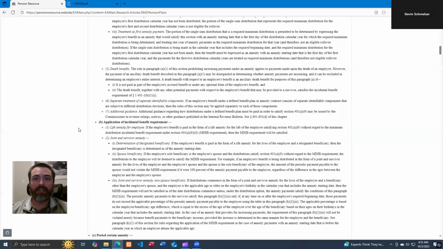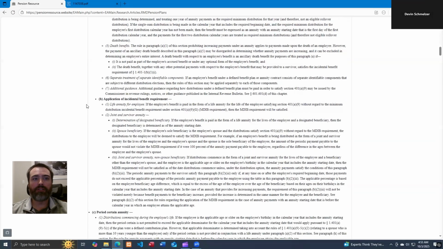Paragraph B, incidental benefits of required distributions. If your participant is taking a life annuity for their retirement benefit, then all is good. There's nothing to worry about here. But remember back with the code, it talked about when the payments were over the life of the participant, it also included the complexities of when there's a beneficiary involved.